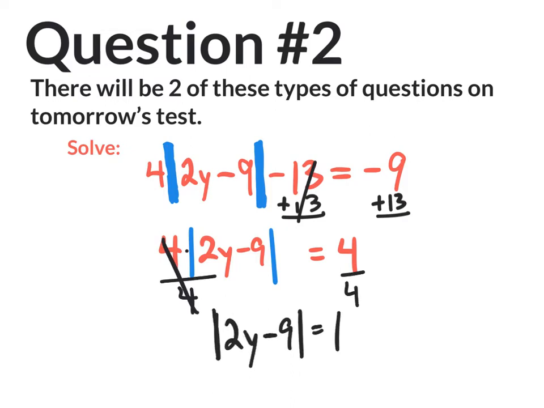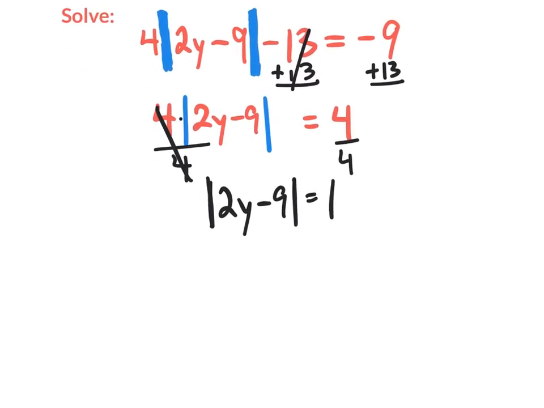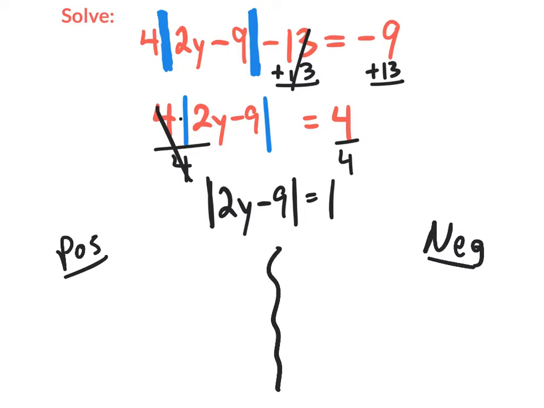Now from there, now that it's isolated, you have to do a positive and negative situation. So pos, neg, squiggly line. The positive situation is writing it exactly the way it is without the absolute values. See, it's the same exact thing, no absolute values. The negative situation is the same thing, but we need to flip the equal sign, which will still say equal, and change the sign of the right side. So we'll end up with 2y minus 9 equals negative 1. And of course, we're going to solve both.